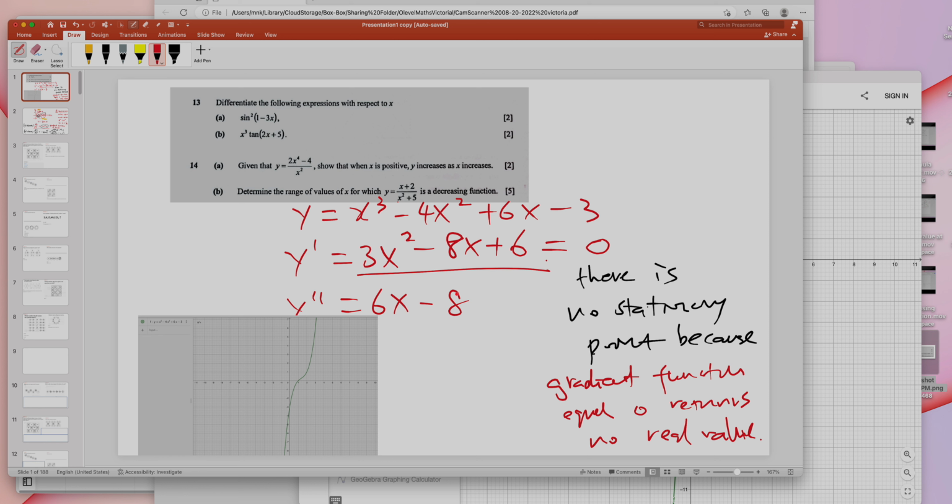So there is no point to continue to the second derivative because there is no stationary point, and then there's no point to talk about maximum and minimum. Does it make sense? Okay, good.